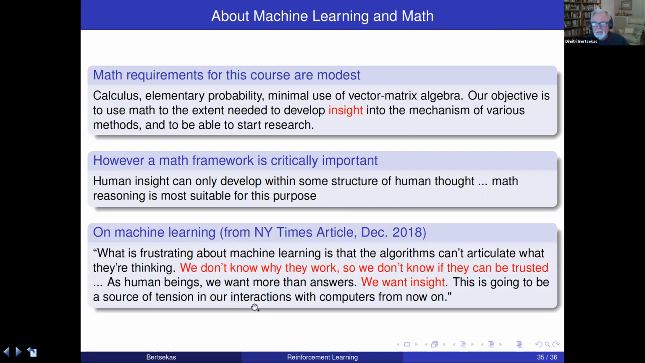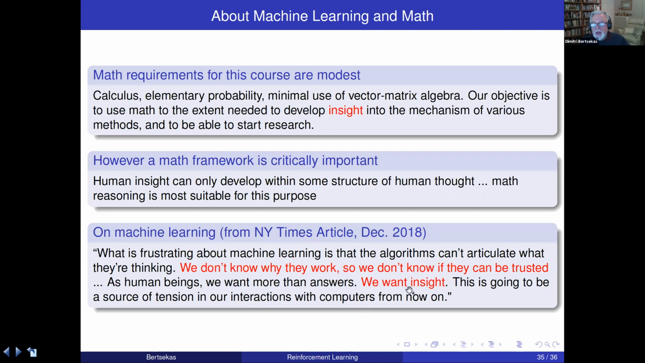I have a quotation here from a New York Times article by a Cornell professor, Strogatz, I think it's his name. And it's musings about machine learning. The problem with machine learning is that the algorithms are so complicated, and neural networks in particular are so complicated, that you can't understand what's going on. We don't know why they work when they work, so we don't know if they can be trusted from one application to another.